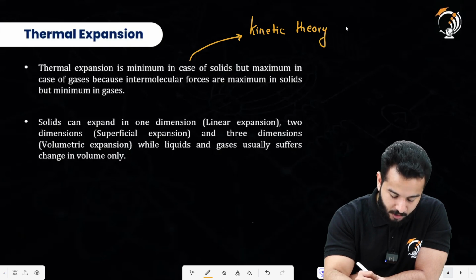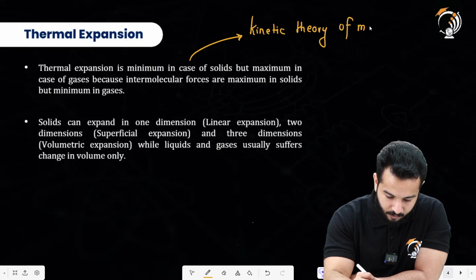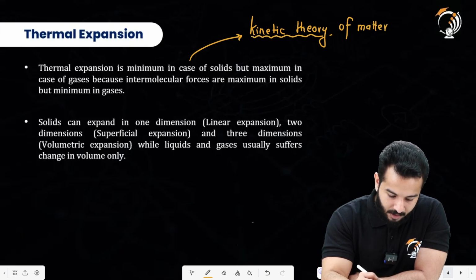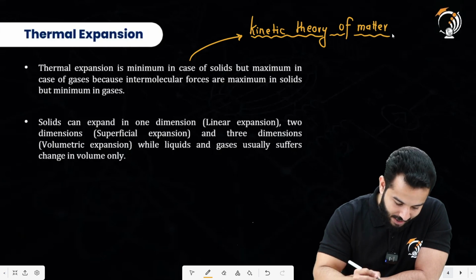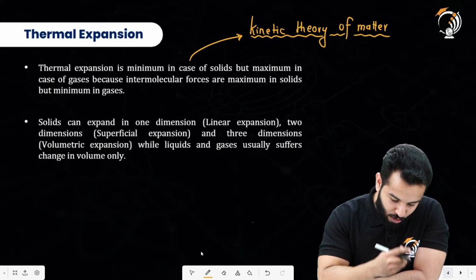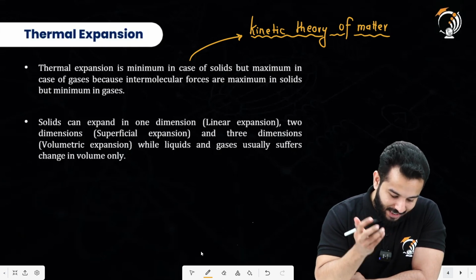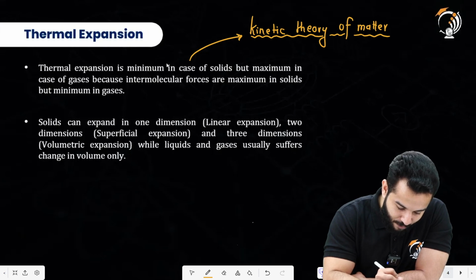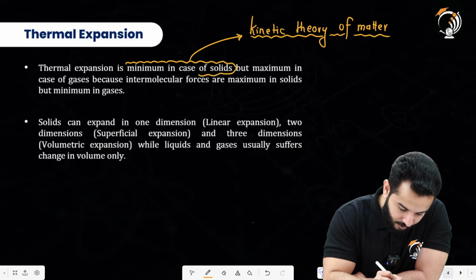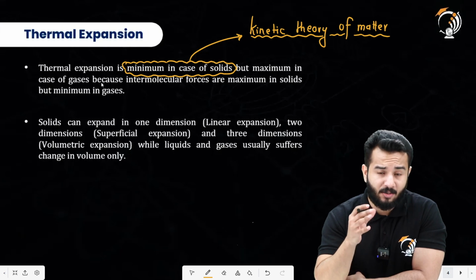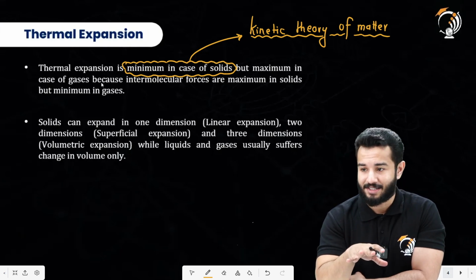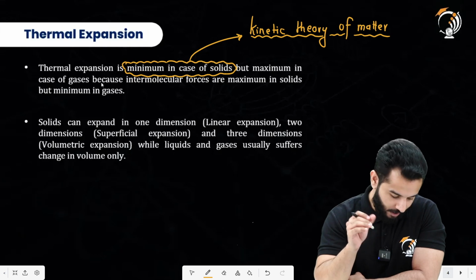Kinetic theory or particle theory of matter. So we know that the spaces between the gas particles are maximum, right? So that's why we are saying that thermal expansion will be minimum in the case of solids and maximum in the case of gases, because intermolecular force is minimum in gases, right? So this is very important.